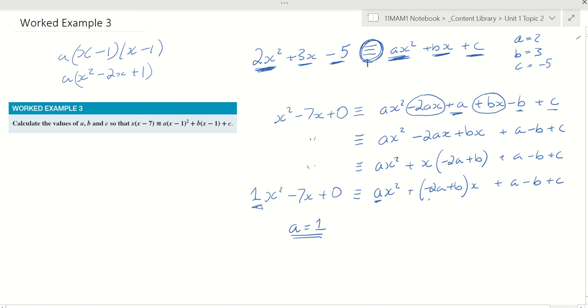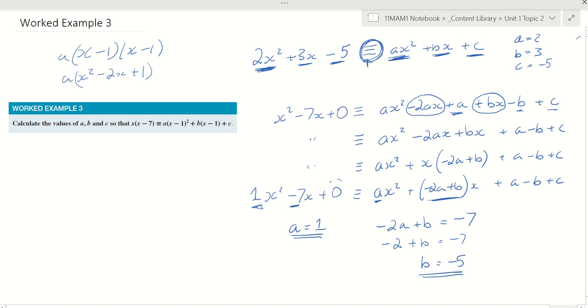Now, same thing. The coefficient of my x is the same as the coefficient of the x on this side. So I know that minus 2a plus b is going to be the same as minus 7. All right, so the coefficient of my x is going to be the same as my coefficient of x on this side because they're equivalent. Now I know what a is. It's 1. So I've got minus 2 times 1, minus 2, plus b is equal to minus 7. And so rearranging that, move this onto this side, we've got minus 7 plus 2, so minus 5. So now I know what b is.